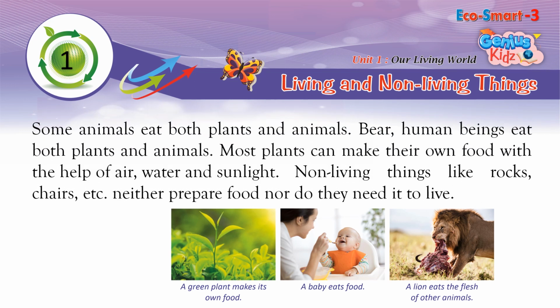Some animals eat both plants and animals, like the bear. Human beings eat both plants and animals. Most plants can make their own food with the help of air, water and sunlight. Non-living things like rocks, chairs, etc. neither prepare food nor do they need it to live. A green plant makes its own food. A baby eats food. A lion eats the flesh of other animals.